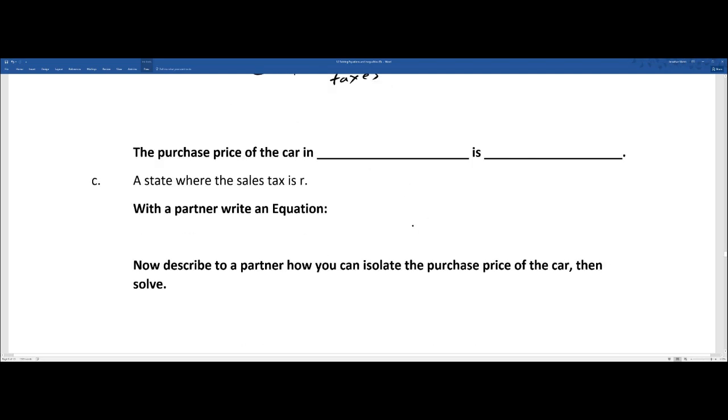All right, so we're going to move on. Purchase price of a car is, okay, so we're going to look this up. And we're going to experiment with that in class.